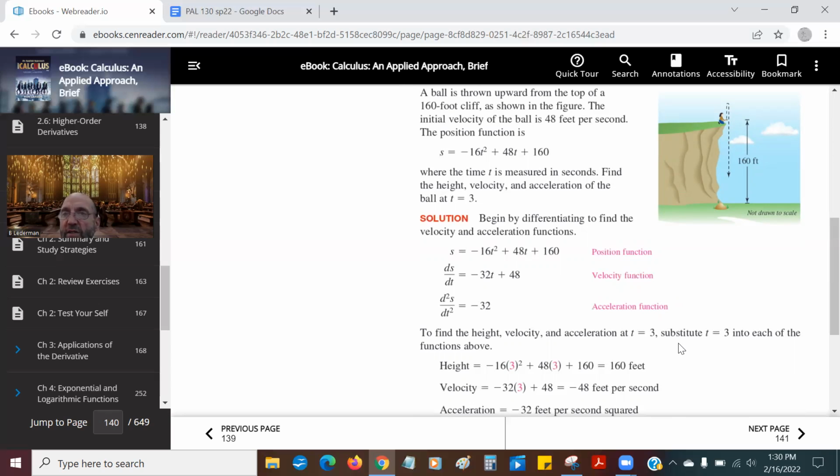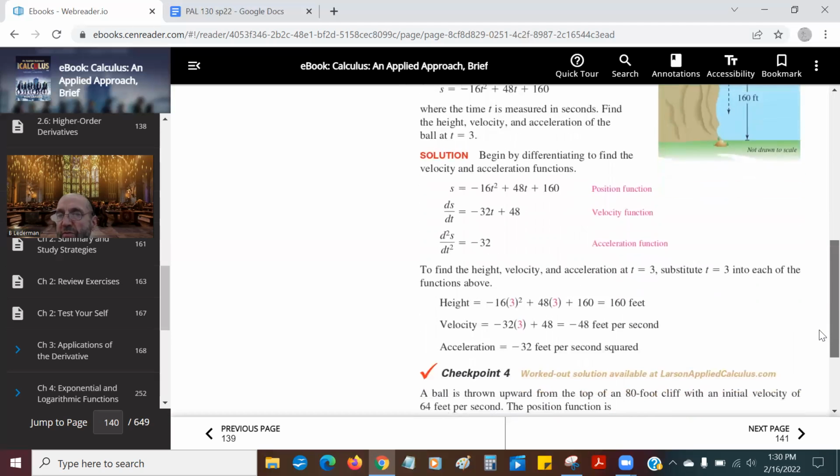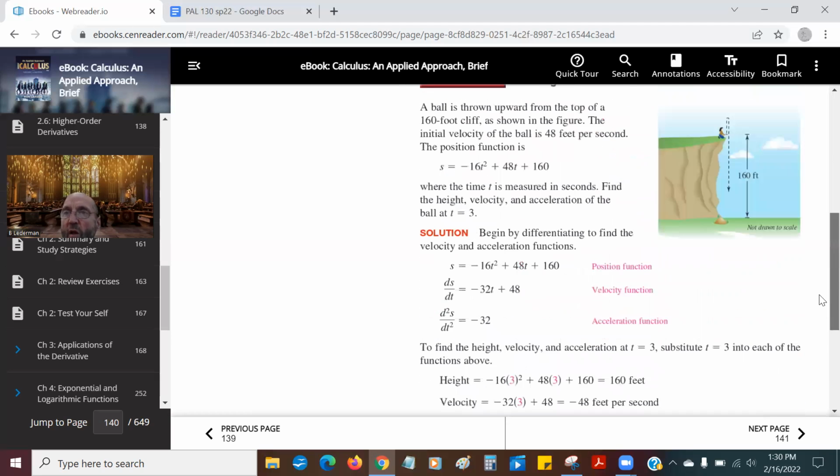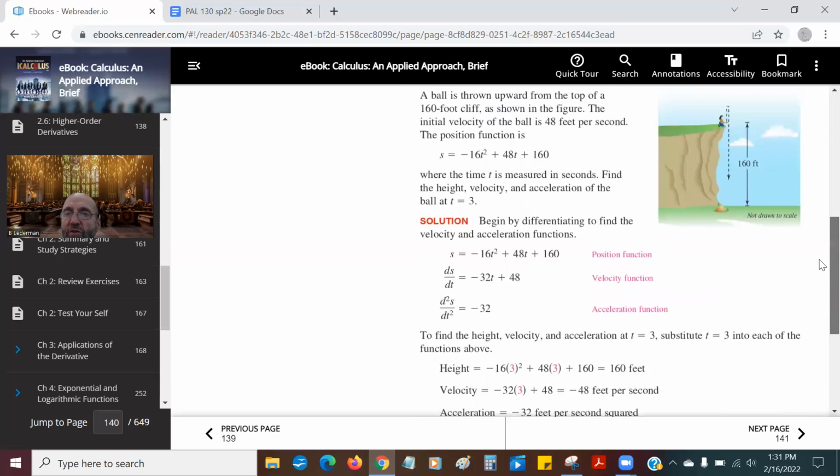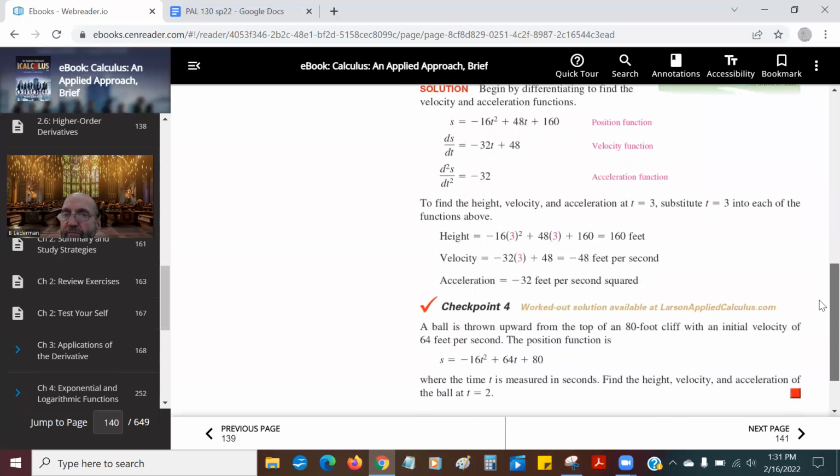And then the velocity, just plug in 3, is negative 48 feet per second. There's also a certain symmetry there. At that point, it was going 48 up. Now at that same point, it's going 48 down. 48, velocity. And there you go.